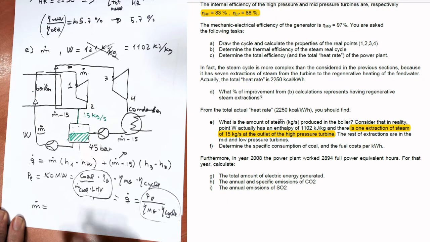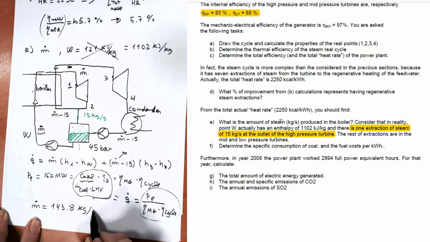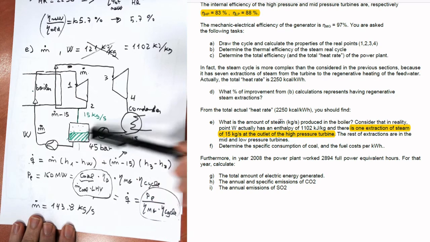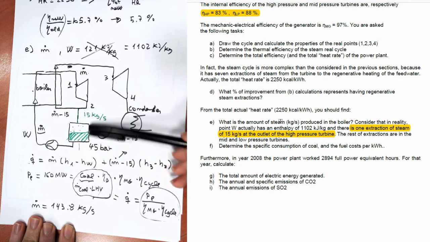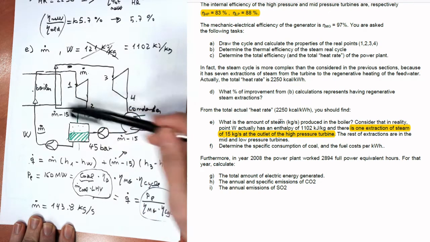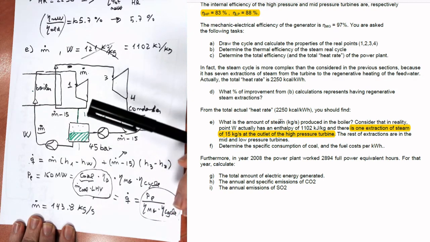I'm not going to do it just now. Just say the solution should be 143.8 kilos per second. That's the solution in question E. But it's true that it's quite tricky. You have to understand this extraction of steam. You mix it here in order to raise the enthalpy at the entrance of the boiler at the beginning, and this brings you more efficiency to the system.